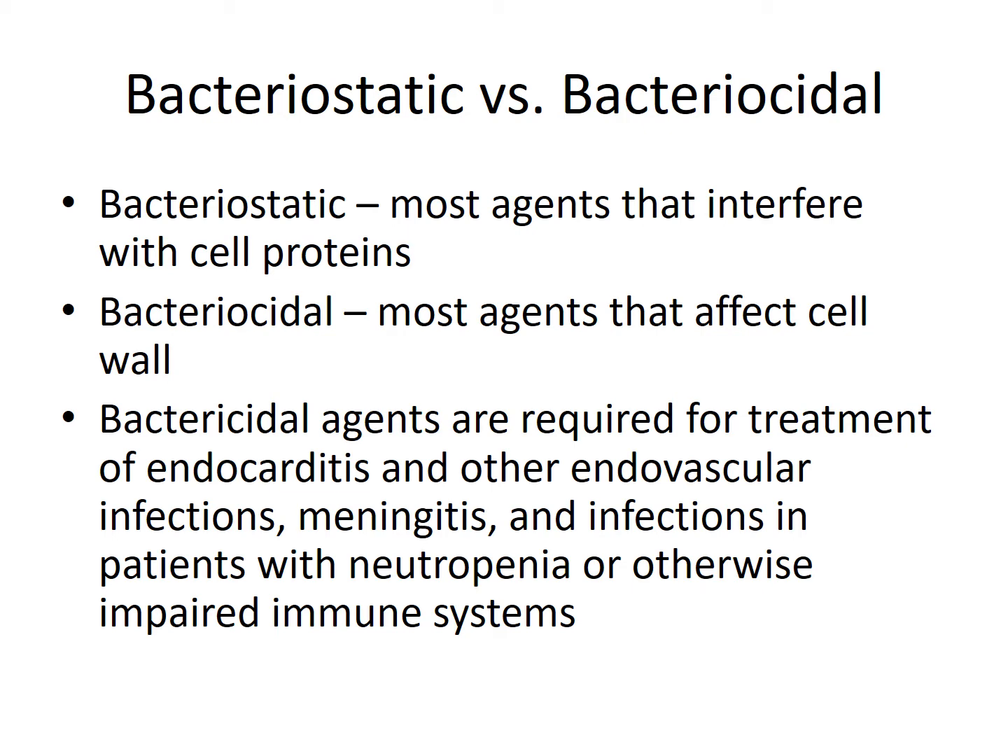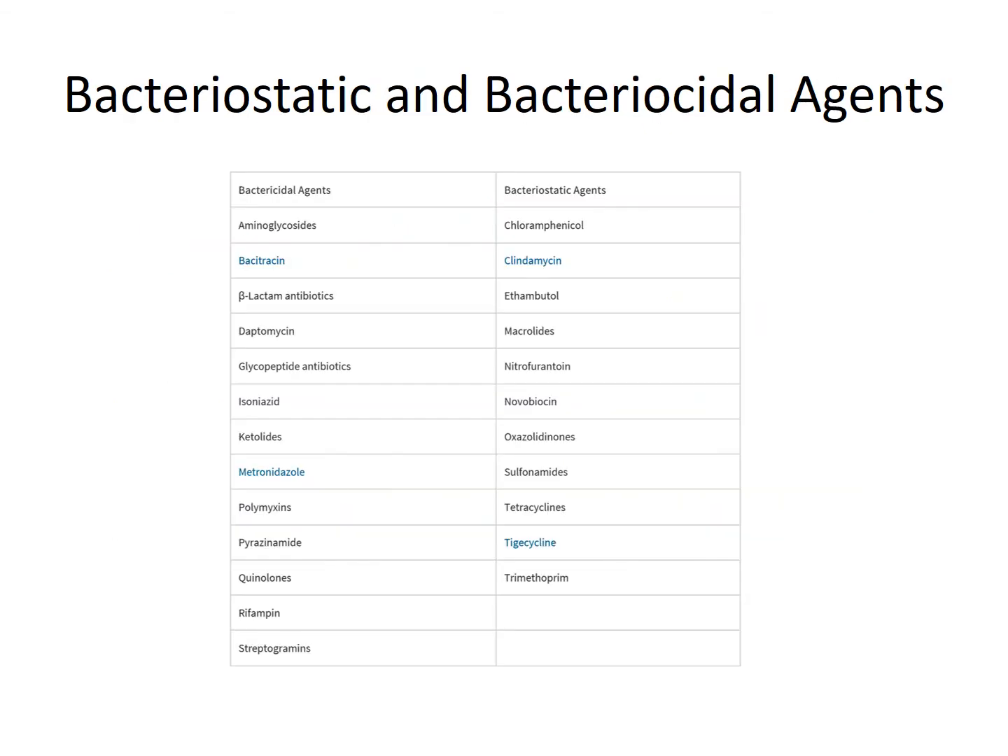That includes patients with brain infections, meningitis, or encephalitis, and patients with infections in hardware, such as coronary valves. These are areas where the more serious the infection, the more likely you're going to want to choose a bactericidal versus a bacteriostatic drug. And this is just a list of the bactericidal and bacteriostatic agents, and this covers drugs from a number of the different chapters we have reviewed.